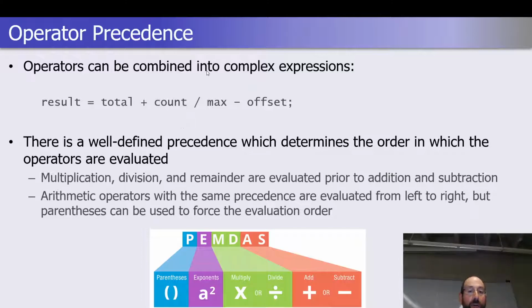If I really wanted total plus count divided by max, and this is arbitrary, maybe that is what I wanted, the easiest way to guarantee that is just to add some parentheses around it. I wanted total plus count done first, just put a left and right parenthesis around that, then divide by max. And it does exactly what you would hope in that instance.